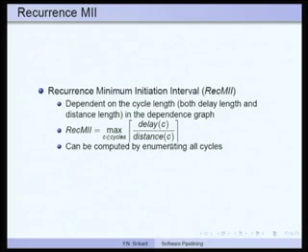Then what is recurrence MII? The recurrence MII, the initiation interval, is actually the minimum initiation interval due to cycles. So, this is dependent on the cycle length, both the delay length and distance length in the dependence graph. It is defined as the max over all the cycles. So, what we really do is enumerate all the cycles, take one cycle at a time, compute the delay in the cycle, and divide it by the distance in the cycle. Take the max over all cycles, and that will be your RecMII.